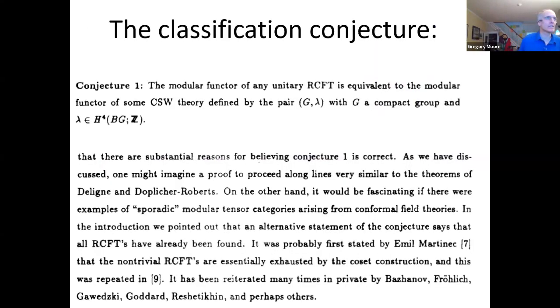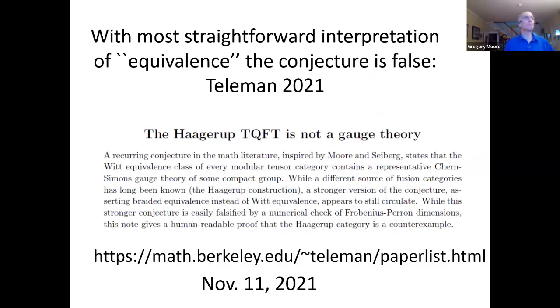Anyway, back to the Trieste lectures. Again, we were making some classification conjectures. We made a couple of conjectures, but here's one, that the modular functor of any unitary RCFT is equivalent to the modular functor of some Chern-Simons-Witten theory defined by a pair of a compact group and its level. Again, motivated by Tannakian reconstruction. Well, with the most straightforward interpretation of equivalence, the conjecture is just false. This was stressed by Konstantin Teleman in 2021 in an unpublished paper, but it's on his homepage. You can go look at it.